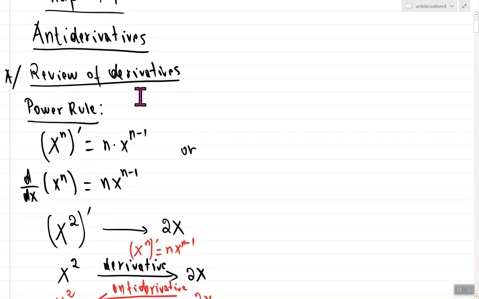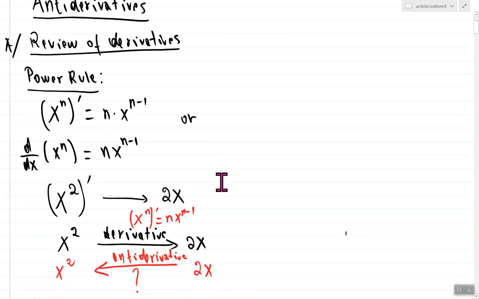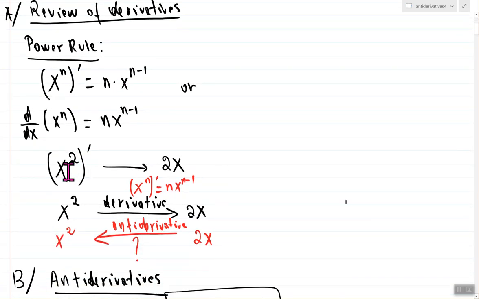When we go back to the derivatives, we know if you take the derivative of x to the nth, it is going to be n times x to the n minus 1. We call that the power rule of derivatives. For example, if you take the derivative of x squared, you get 2x.